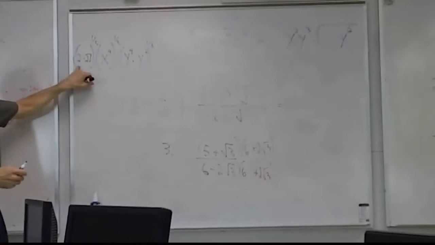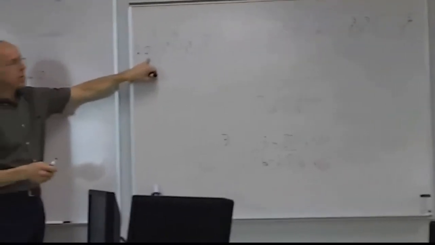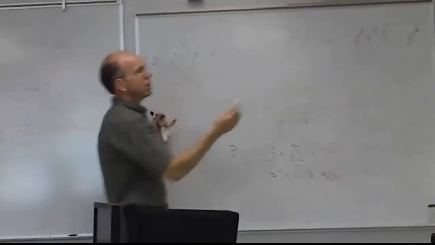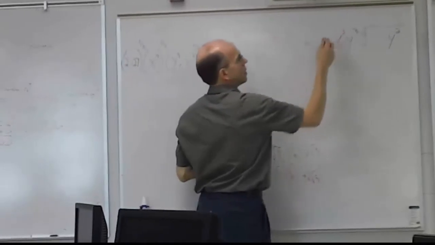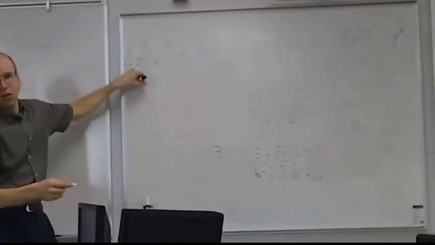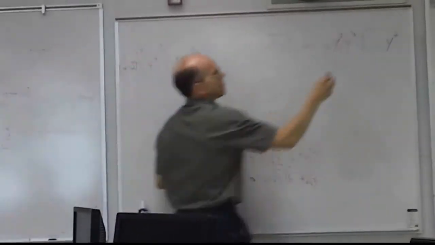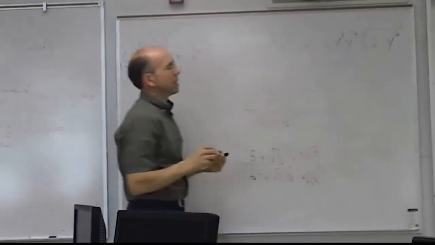And the 54, we saw that was 2 times 27. The 27 to the 1/3 was the cube root of 27, which was just 3. And the 2 to the 1/3 just stays inside the radical. So that's as much as you can do with that one.